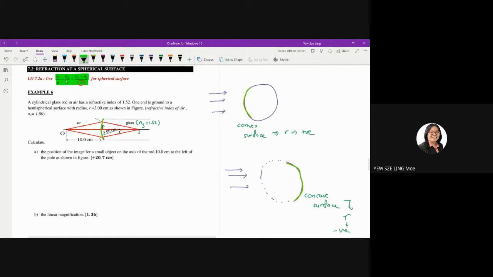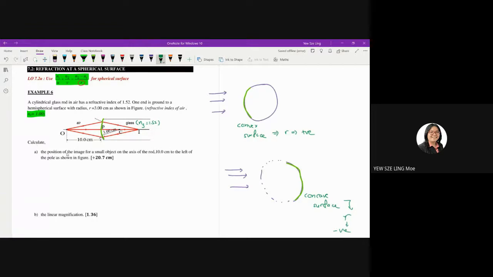Now, in this example, it's very nice of them to give you the value. In your exam, questions might not give you the refractive index of the air. You yourself have to know the value, which is equal to 1. So n a is always equal to 1.